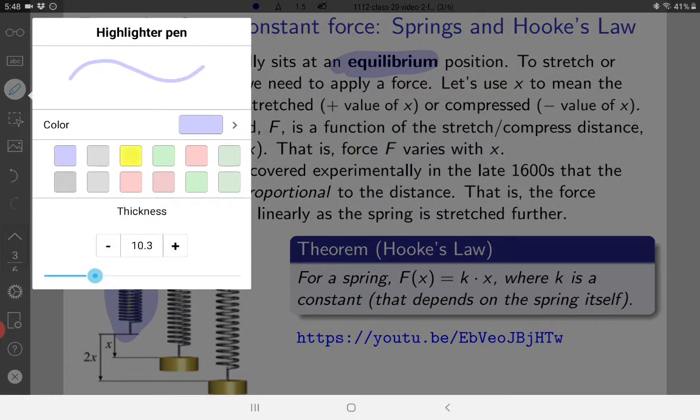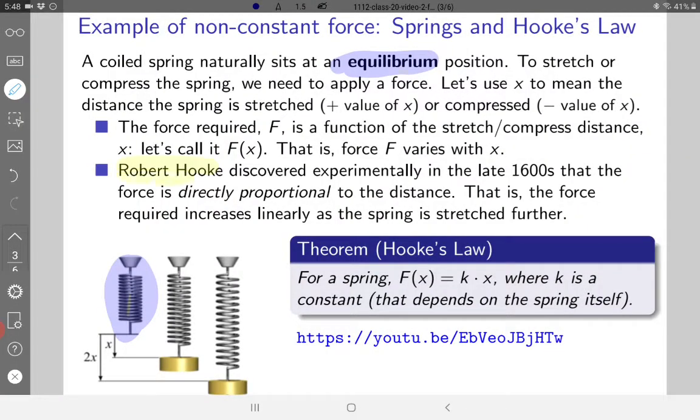Now, this scientist from the 17th century, Robert Hooke, discovered through some experiments and measurements in the late 1600s that that force function is actually directly proportional to the distance. It's a direct multiple of the distance. In other words, the force increases linearly as I stretch the spring further and further. And that's what it says in the theorem box down here.